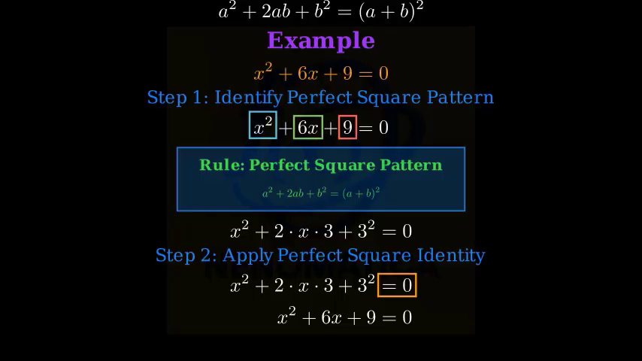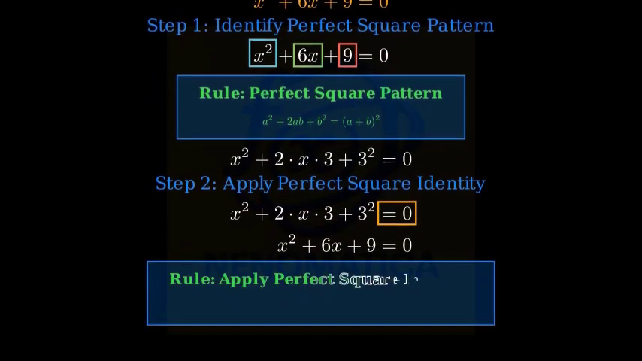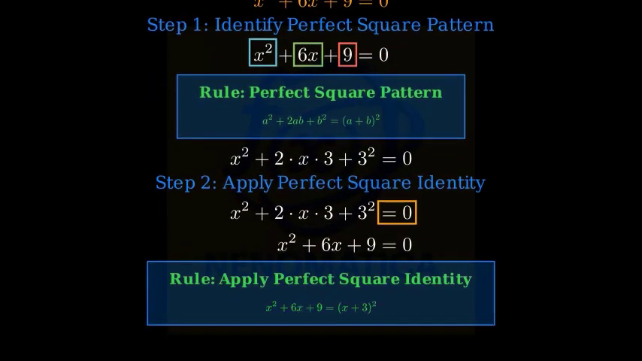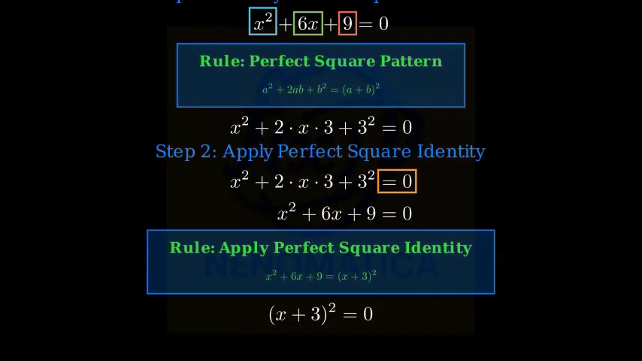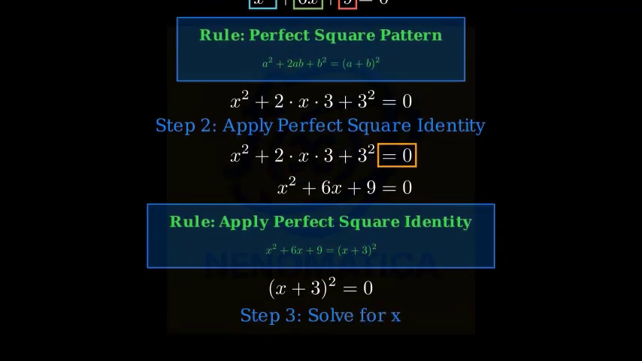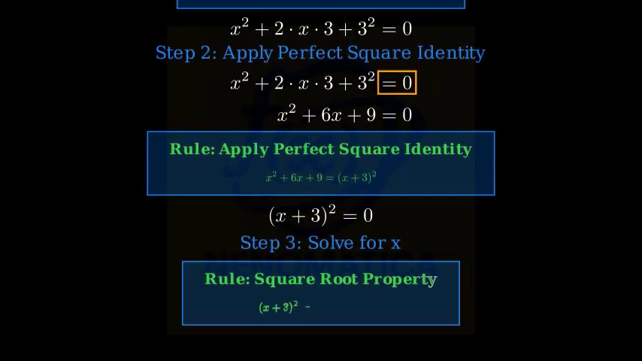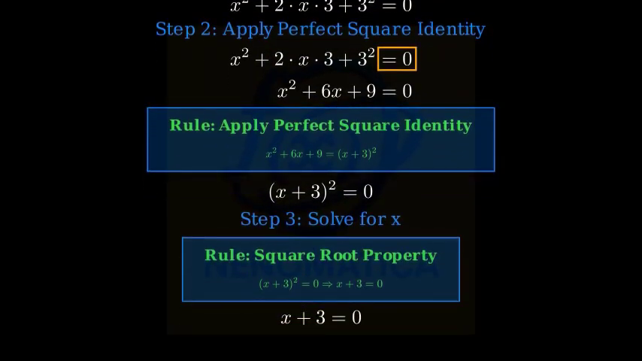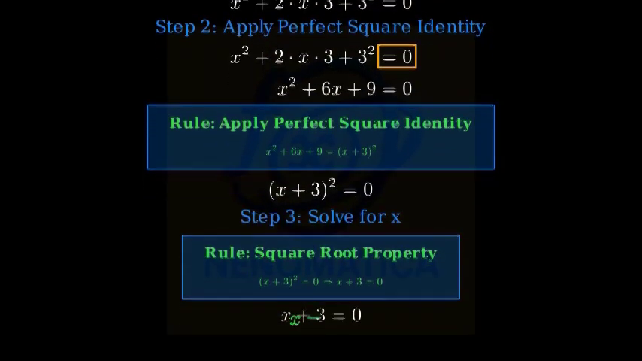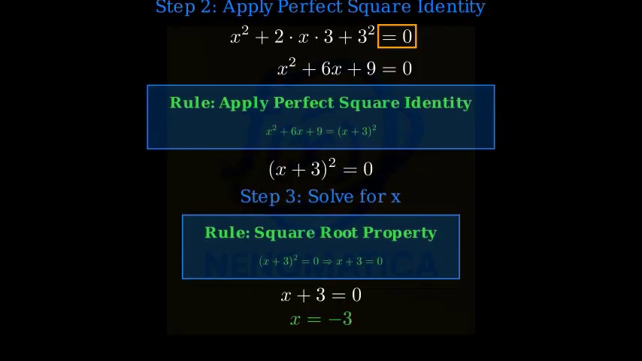Now we can apply the perfect square identity. Since x squared plus 6x plus 9 matches the pattern a squared plus 2ab plus b squared, where a is x and b is 3, we can rewrite this as (x plus 3) squared equals 0. Now we can solve for x. If (x plus 3) squared equals 0, then x plus 3 equals 0, because the only number that gives 0 when squared is 0 itself. Rearranging, we get x equals negative 3.